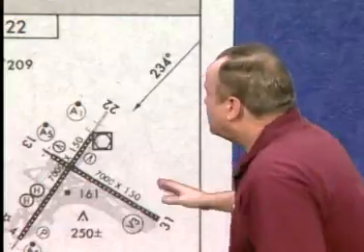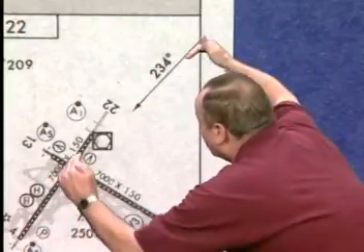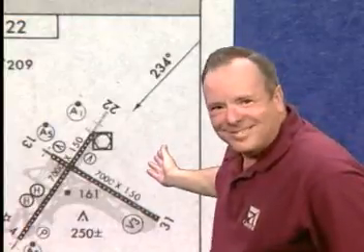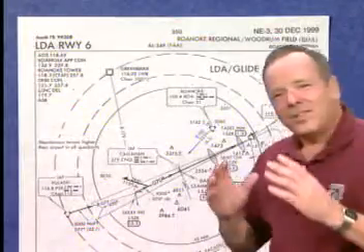Now, they use LDA approaches when they want the accurate course guidance of a localizer, but maybe there's obstacles or terrain that prevent the localizer from being lined up with that runway center line. Now, really, the only difference between an ILS approach and a localizer approach and an LDA approach is that angle. Otherwise, it can be exactly the same.